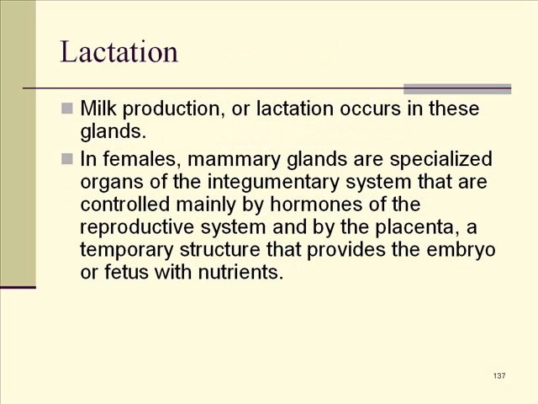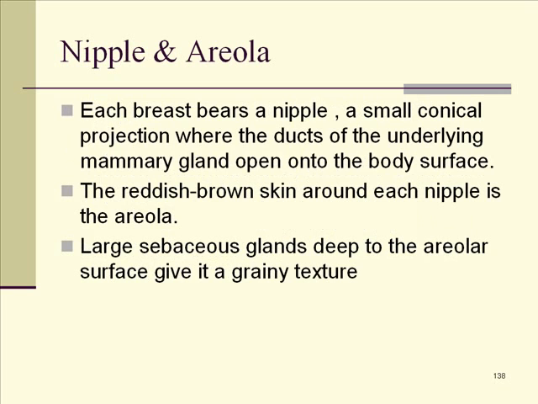In females, mammary glands are specialized organs of the integumentary system, not the reproductive system, that are controlled mainly by hormones of the reproductive system and by the placenta, a temporary structure that provides support of the embryo or fetus and nutrients. Each breast bears a nipple, a small conical projection where the ducts entering from the mammary gland will open to the body surface.